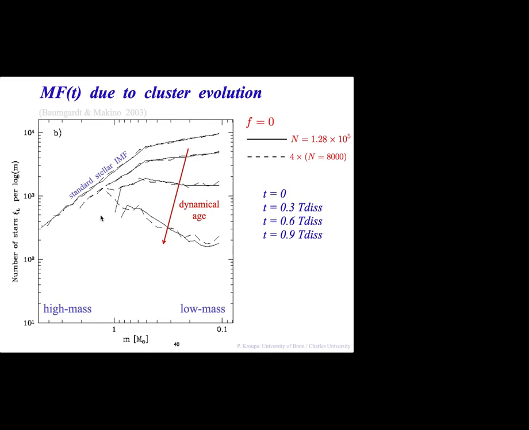Furthermore, at the faint end, you can see that the mass function is dropping down, and that is simply because the star cluster is evaporating its stars thermodynamically, essentially. So the energy equipartition process in the star cluster leads to the more massive stars segregating towards the inner region, and the low mass stars being pushed outwards.